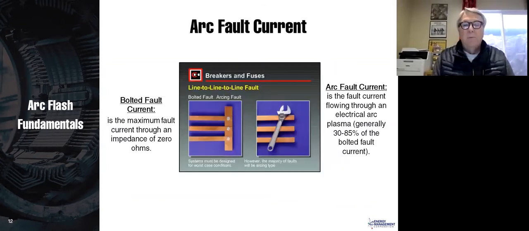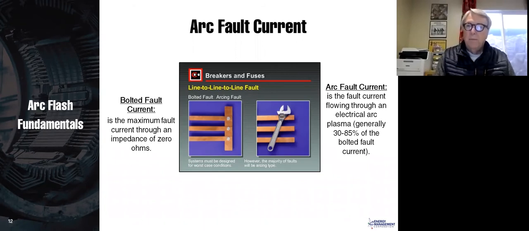Now on the left, we have a bolted fault. Of course, no one does this intentionally unless you let an engineer go out and wire it. On the right is an arc fault current. So with an arc fault current, we've got something that shorts it, but then we end up with an arc. There is impedance in the arc, and therefore your arcing fault current is going to be lower than your bolted fault current.